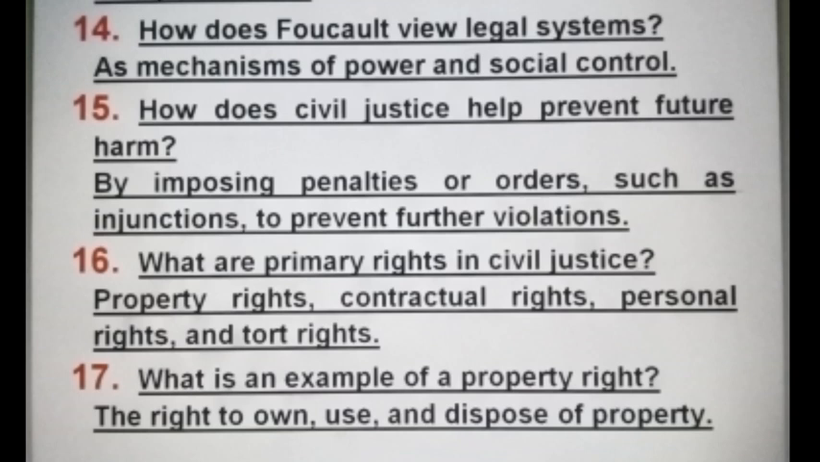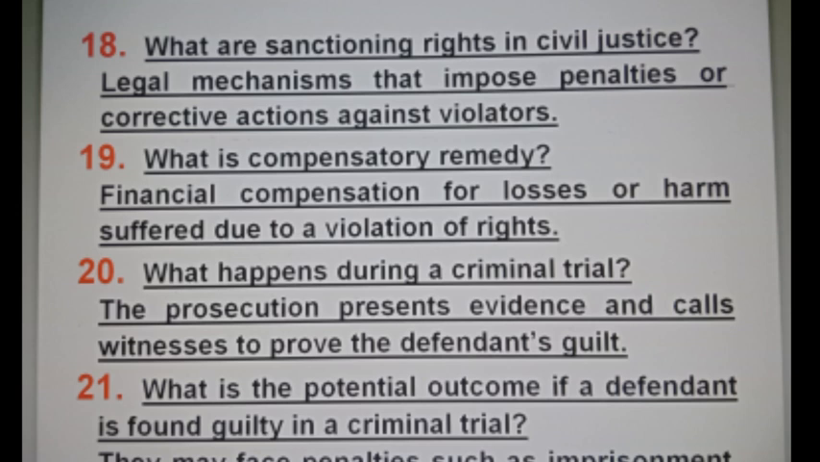What is an example of a property right? The right to own, use, and dispose of property. What are sanctioning rights in civil justice? Legal mechanisms that impose penalties or corrective actions against the violators. What is compensatory remedy? Financial compensation for losses or harm suffered due to a violation of rights.